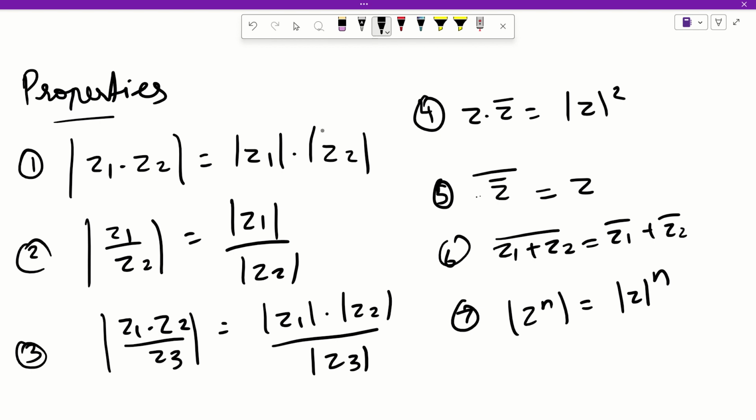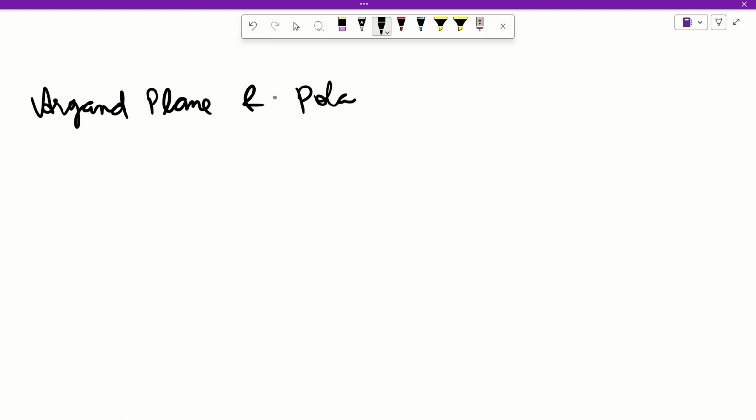Now let us go to the next topic. I'm only revising important concepts and formulas. If you want to learn in depth, please go through the NCERT textbooks. Argand plane and polar representation.